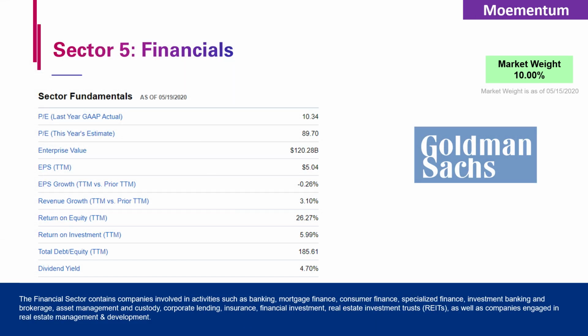Next sector is financials. Here we have a lower price to earnings ratio, and currently for last year's GAAP actual it was sitting at 10.34, whereas the estimate for this year is much higher, sitting at 89.70. An example of companies in the financial sector is Goldman Sachs and pretty much any financial institution or other banks. The dividend yield is at a decent 4.70% for this sector.